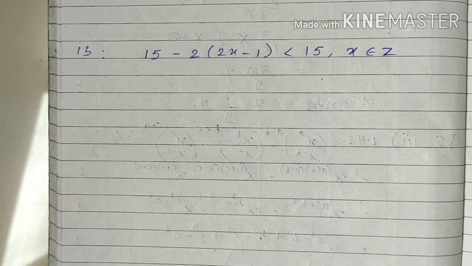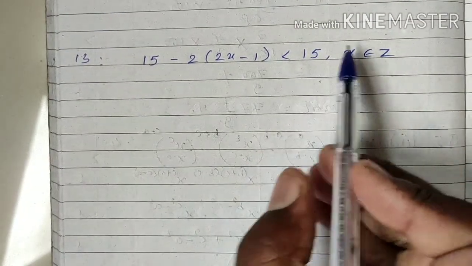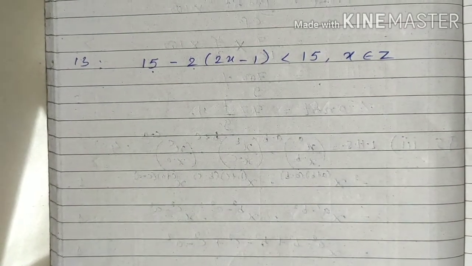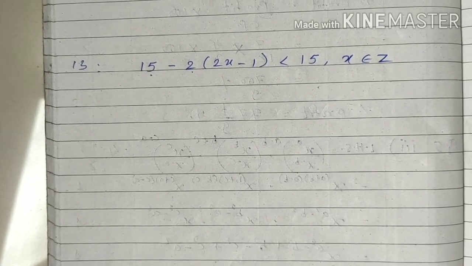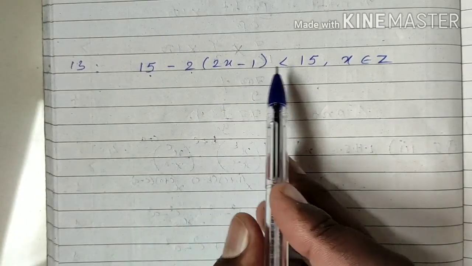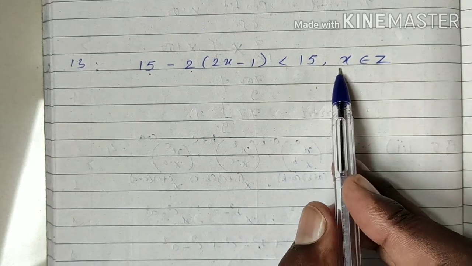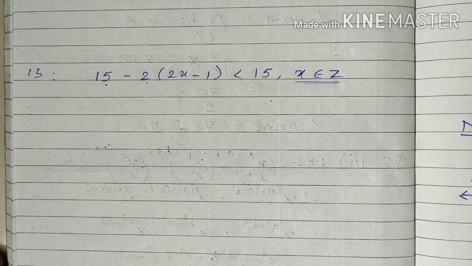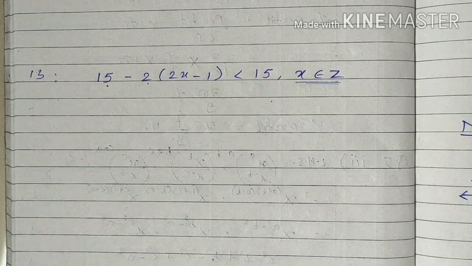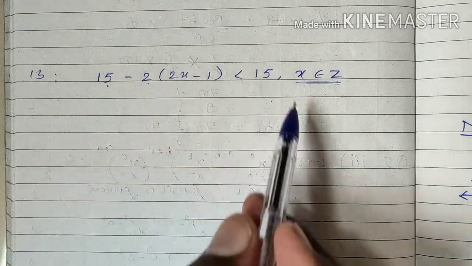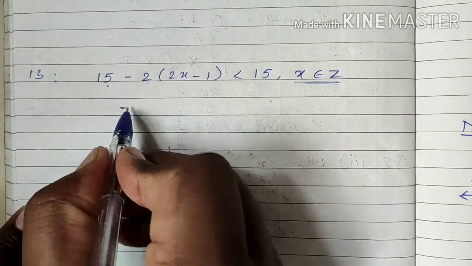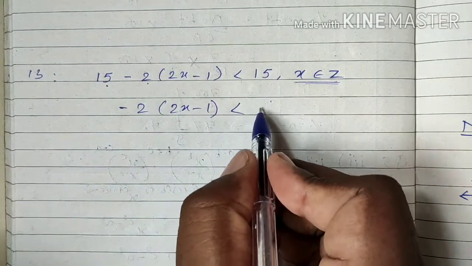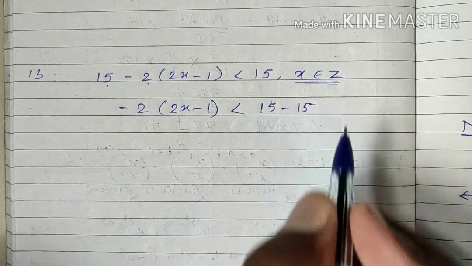Next question is question number 13, we are solving. Again, 15 minus 2 in the bracket, 2x minus 1, less than 15, and our replacement set is the Z set. That means the integer set is our replacement set. So first of all, what we have done here: plus 15, shifting that side, will become minus 15. Got it?